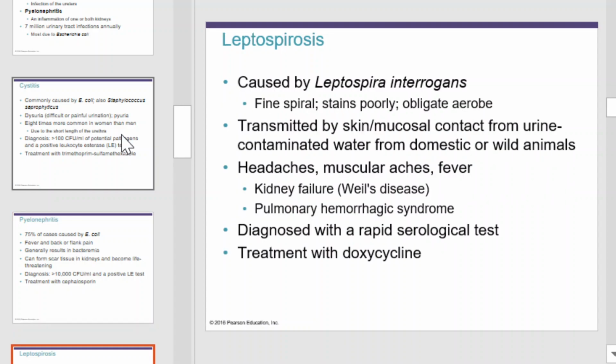Leptospirosis is caused by Leptospira interrogans, which is a fine spiral organism that stains poorly but is an obligate aerobe. It's transmitted by skin and mucosal contact from urine or contaminated water from domestic or wild animals. It can cause headaches, muscle aches, and fever. It can lead to kidney failure and pulmonary hemorrhagic syndrome. It is diagnosed with a rapid serological test and treated with doxycycline.